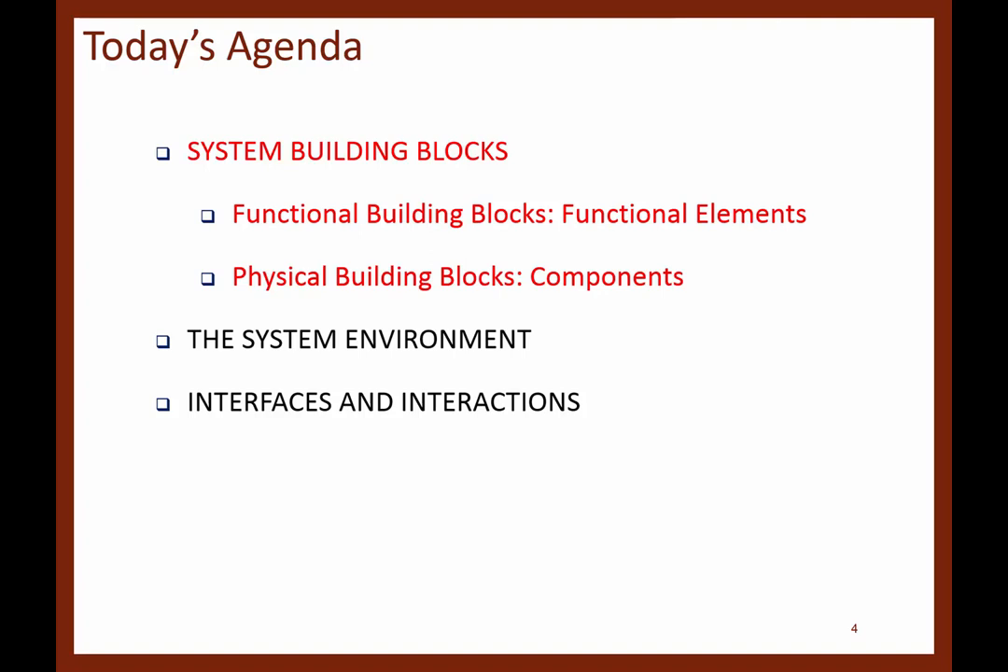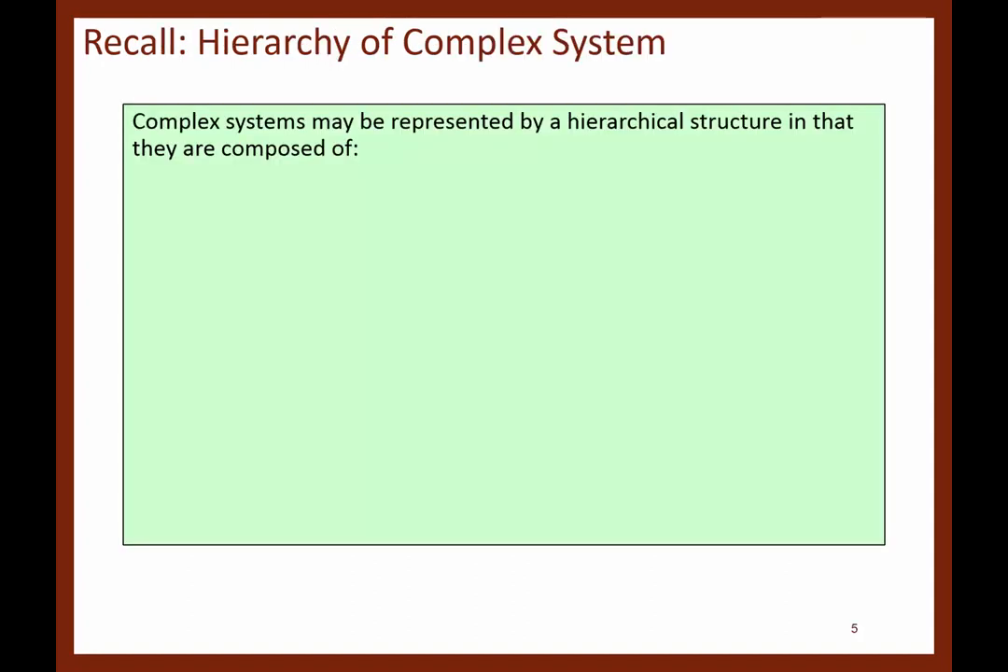So we can split this first part into two portions, system building blocks. We have the functional building blocks, which are the functional elements, and then we also have the physical building blocks, which are the actual components. And as we discussed last time, there are six levels within the hierarchy structure of a system.